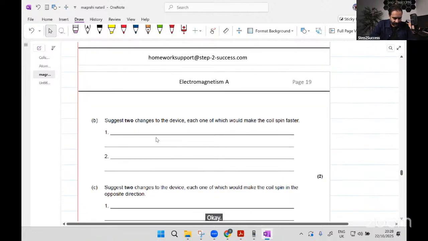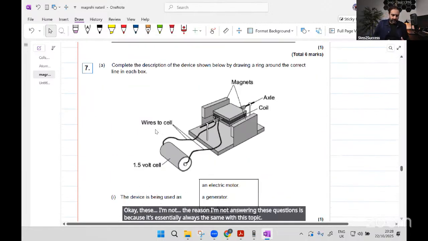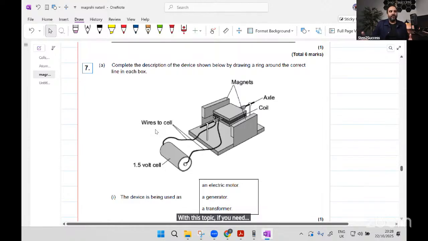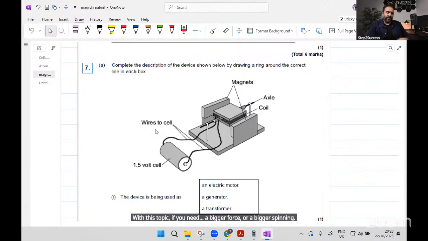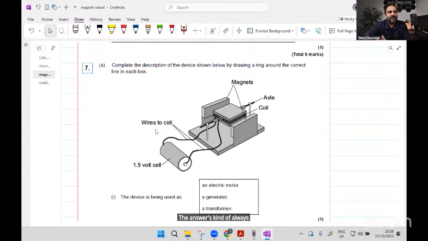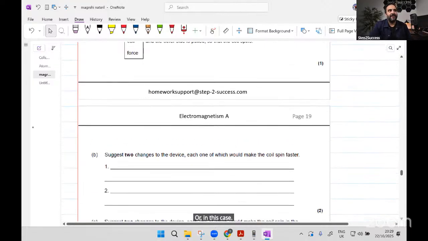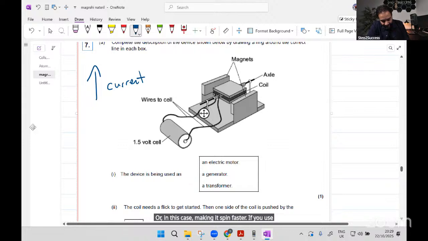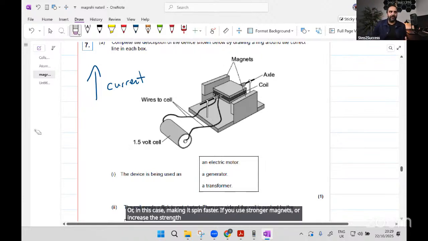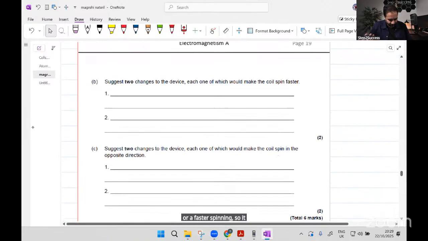The reason I'm not answering these questions is because it's essentially always the same with this topic. With this topic, if you need a bigger force or a bigger spinning, because that's what this is all about, the motor effect leads to this spinning motion. The answer is kind of always the same, which is if you increase the current that's going through the wires, you get a bigger force on the wires. Or in this case, making it spin faster. If you use stronger magnets or increase the strength of the magnets, the same thing happens. You get a bigger force or a faster spinning. So it's always the same answer, which is why I don't do that.